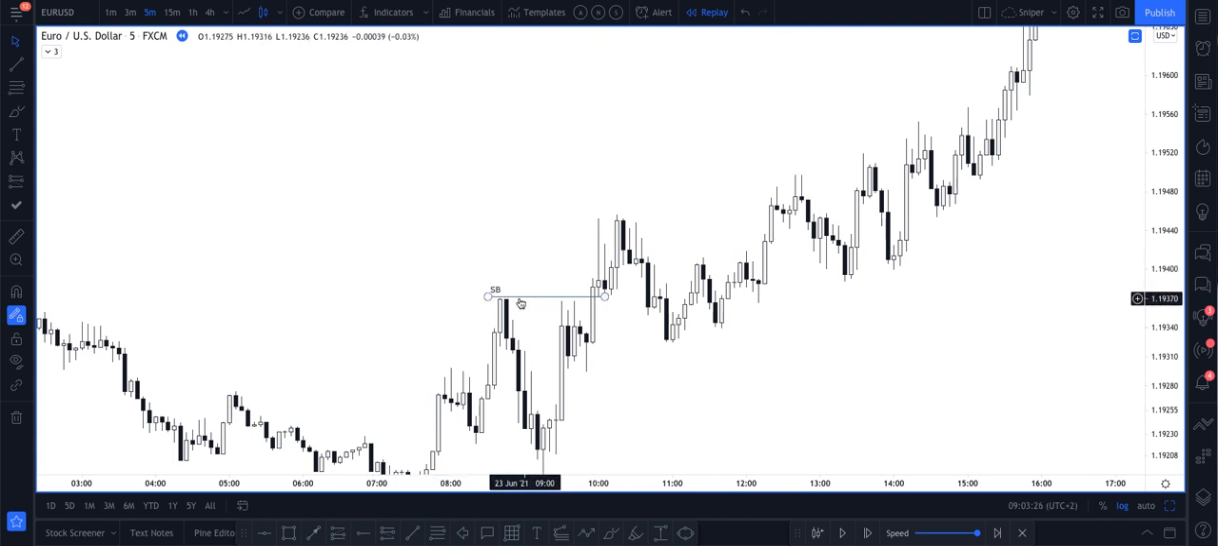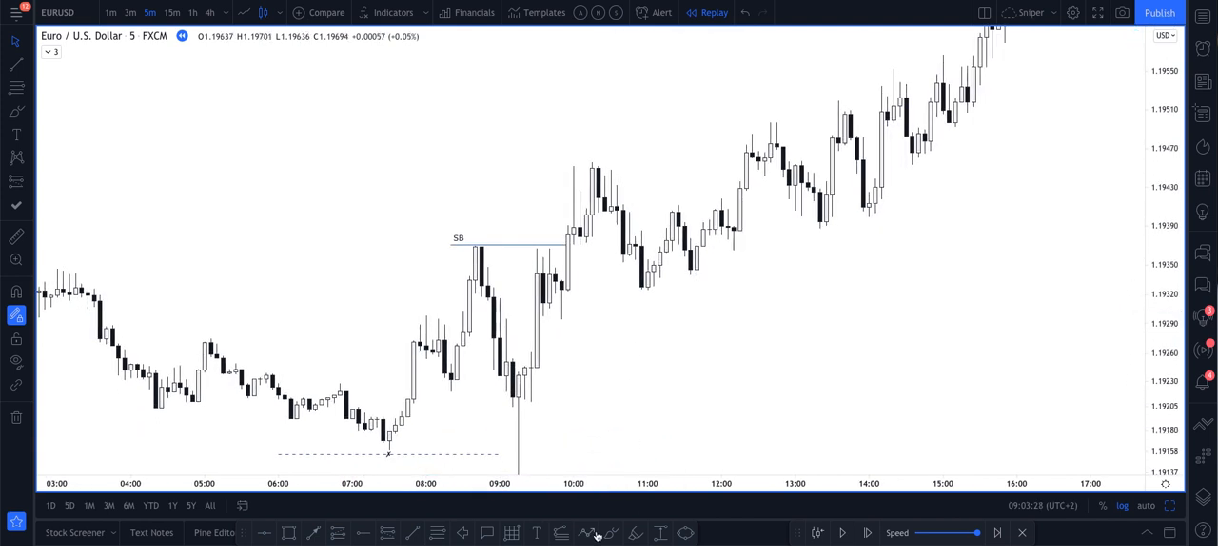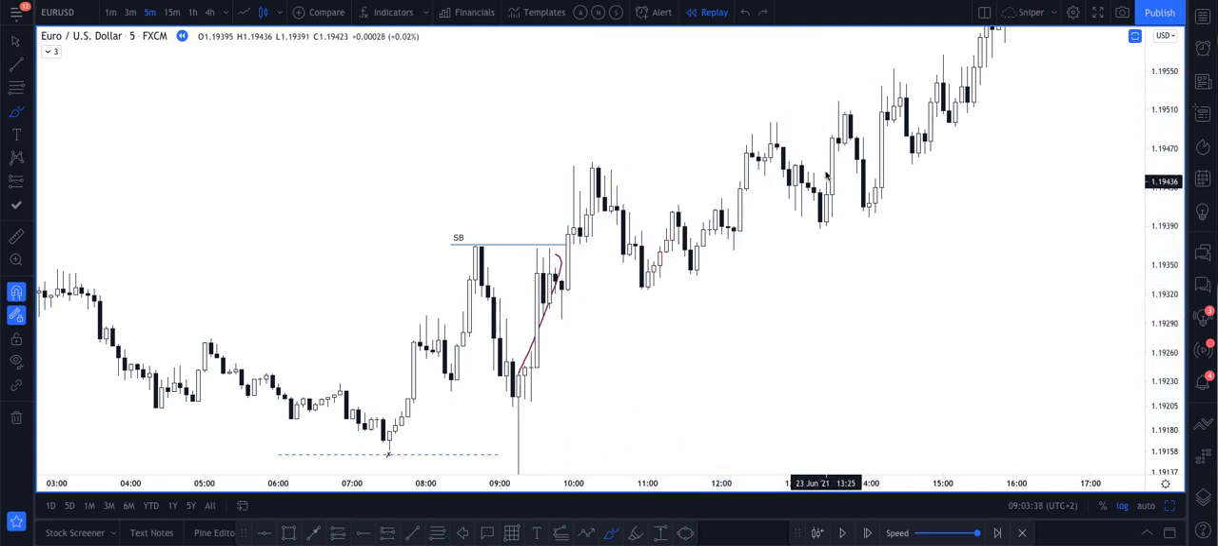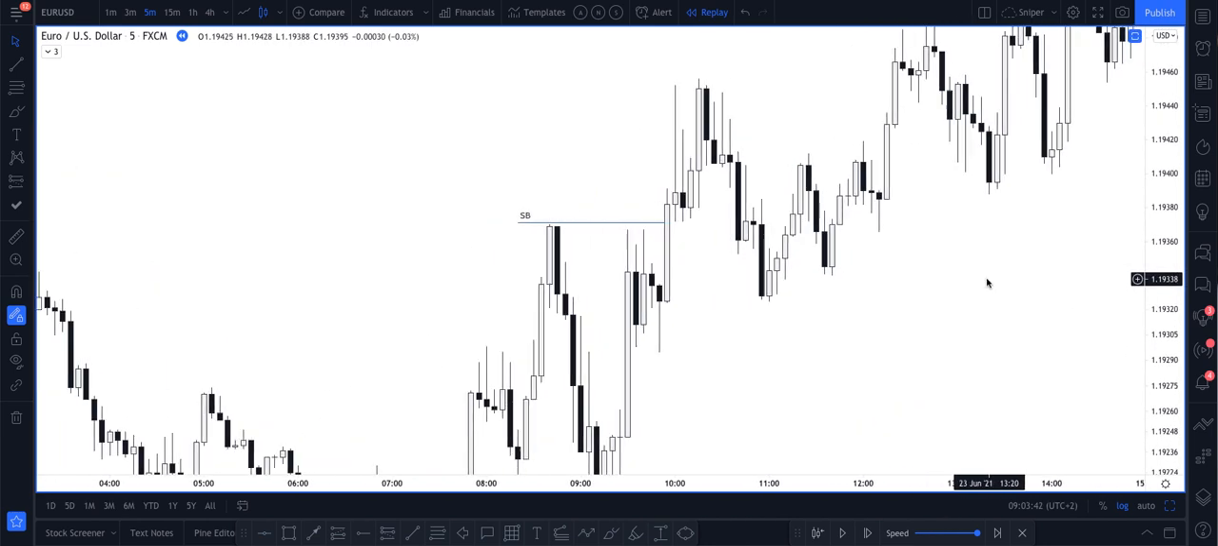If price did not break this structure, instead, if price just came up here, paused, and then started pushing down again, then I would not have looked for a trade, because then there was no evidence that price is going to go up higher and continue the trend towards the upside. So then we wait and see what happens.